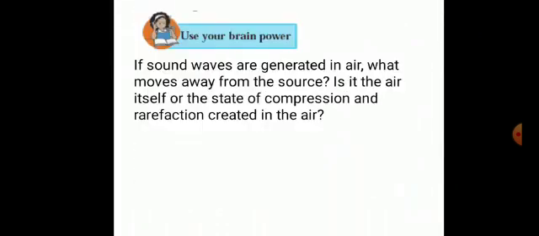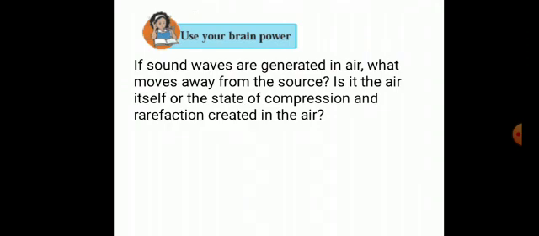If sound waves are generated in air, what moves away from the source? Is it the air itself or the state of compression and rarefaction created in the air? Answer is, if the sound waves are generated in the air, the state of compression and rarefaction created in the air moves away from the source. The air does not move away from the source because air is elastic in nature and the force due to the tuning fork varies periodically with time.